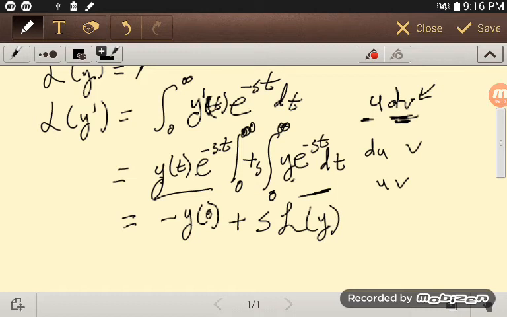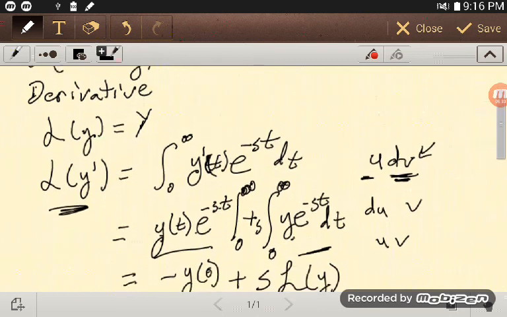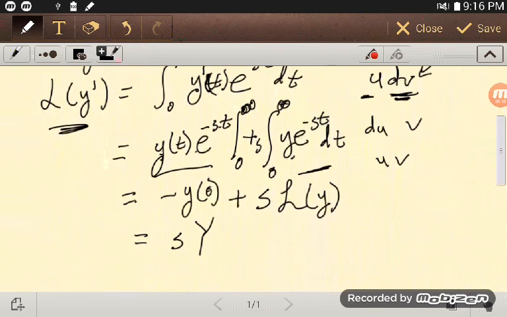So that's our property: if I want to take the Laplace transform of the derivative, I can write it as s times uppercase Y, where, as I said up here, that's just the Laplace transform of little y, so s times uppercase Y minus y of 0. So there's another big property.